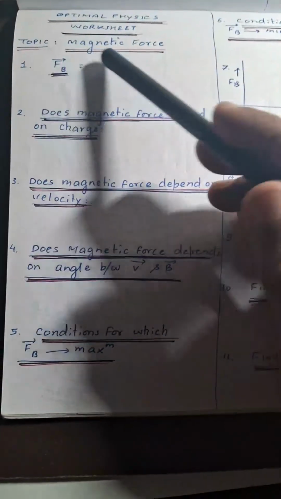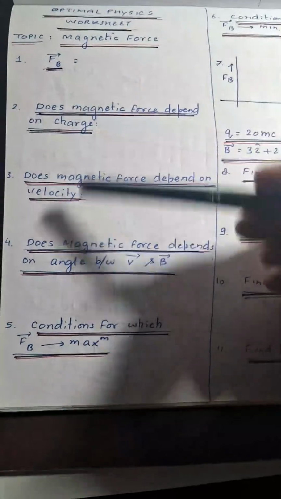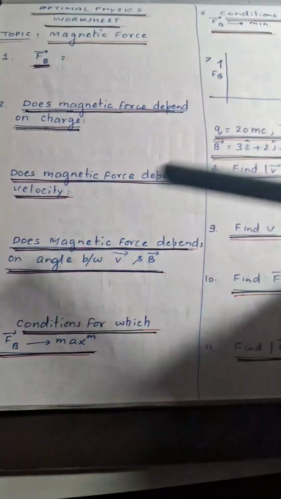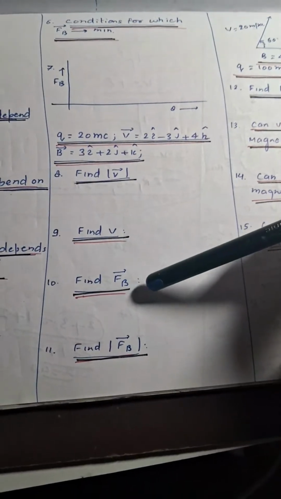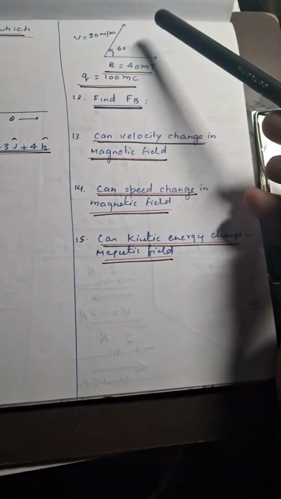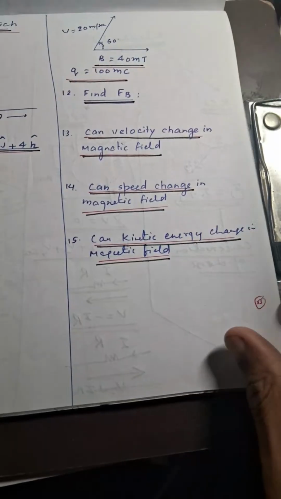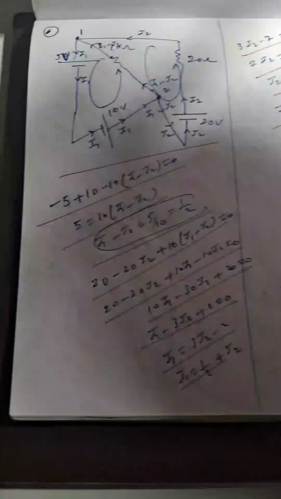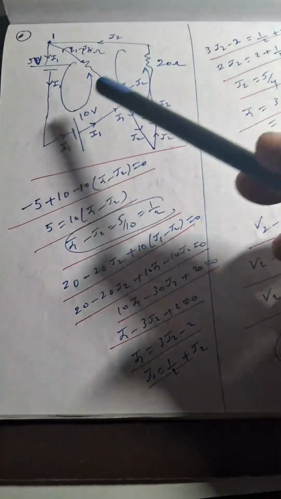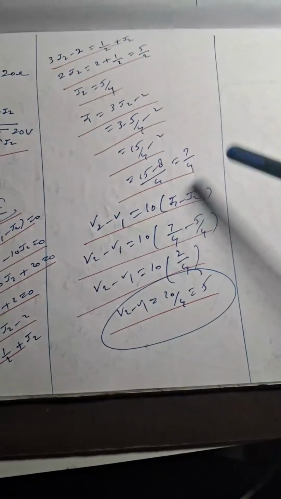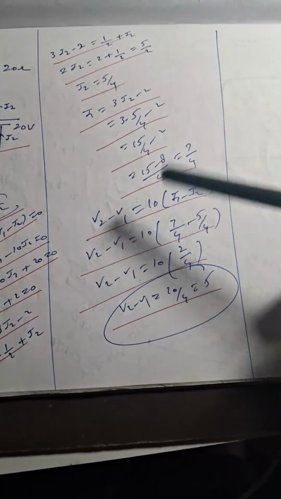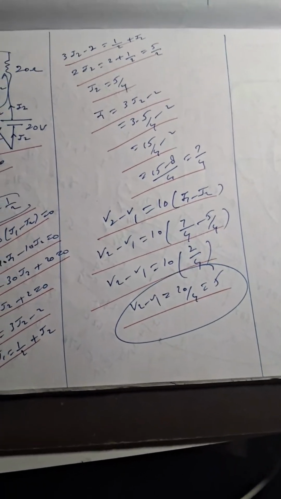Then we have another worksheet on magnetic force, various concepts related to magnetic force, graphical based question, then mathematical questions based on vector form, then angle based questions. Then we have a problem on KCL and KVL. Using this we have solved and calculated various concepts related to this particular circuit.